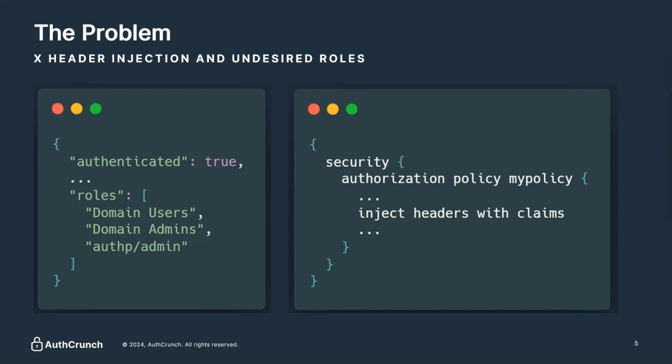The other part of the puzzle is X-header injection. The X-header injection takes place on the authorization gateway inside authorization policy via inject headers with claims directive, seen on the right. The directive instructs Authorize plugin to read claims from the token issued by the authentication portal, parse them, and inject the parsed claims into the HTTP request with X headers. As I said, this portion happens on the authorization gateway prior to a request reaching an application.